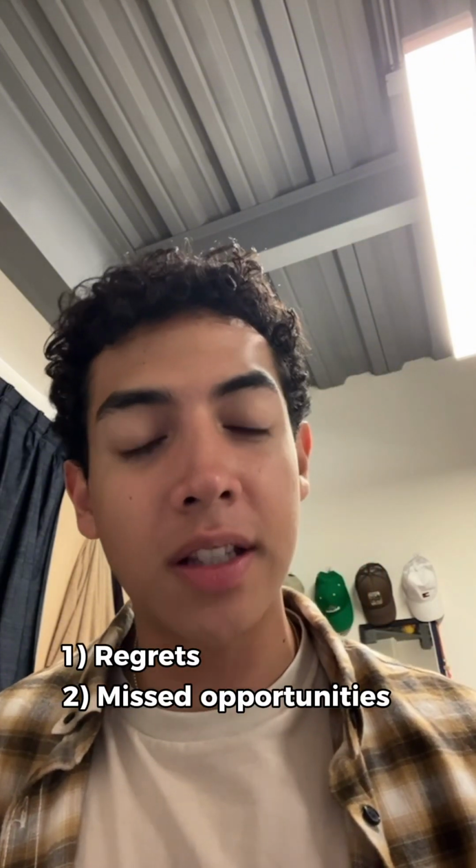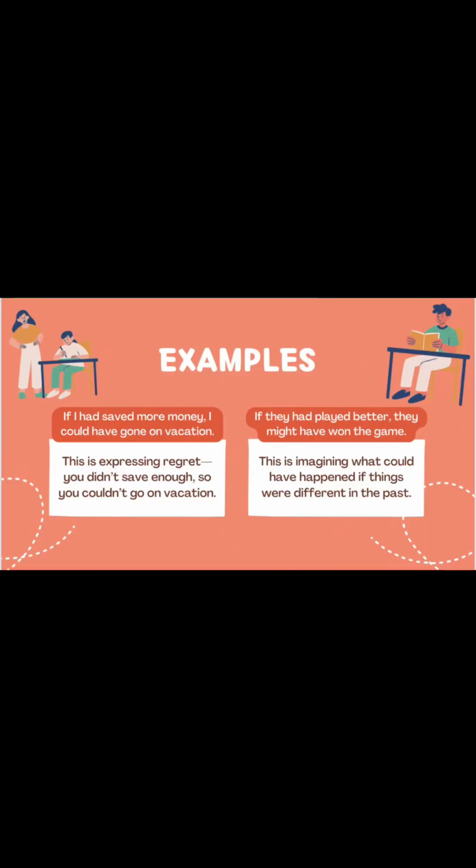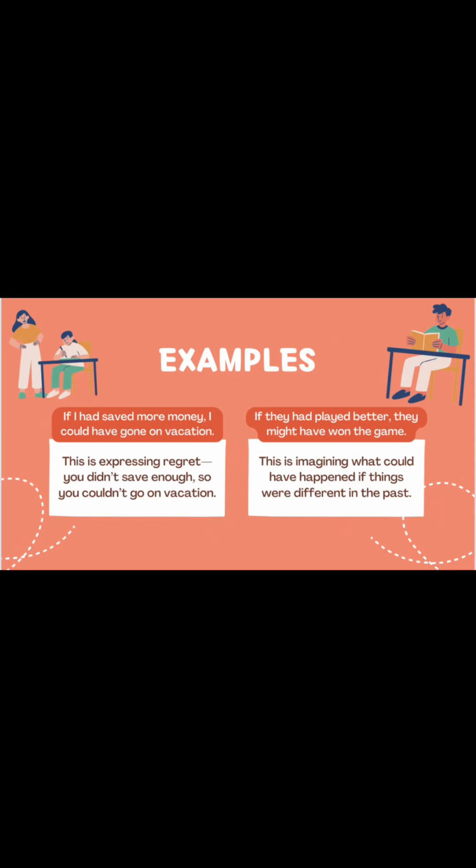So you might ask, when do we use the third conditional? We could use it for regrets, for missed opportunities, and for alternative possibilities in the past. An example for regret could be, if I had saved more money, I could have gone on vacation. Or we can use this for alternative possibilities, like for a baseball game, if they had played better, they might have won the game. This is imagining what could have happened if things were different in the past.